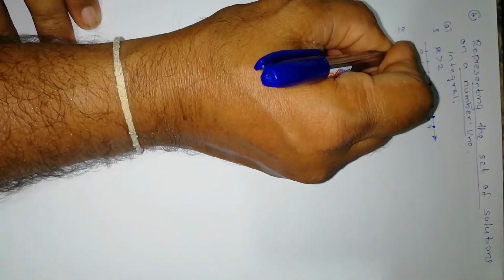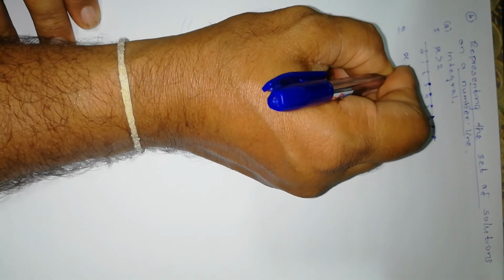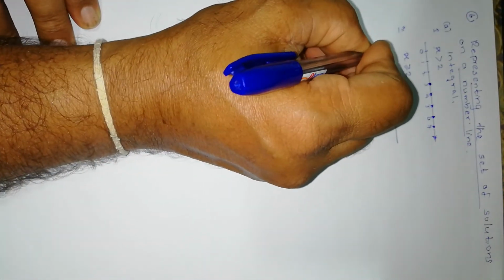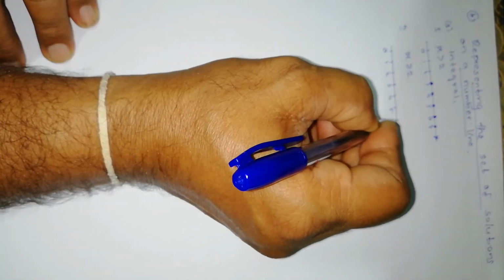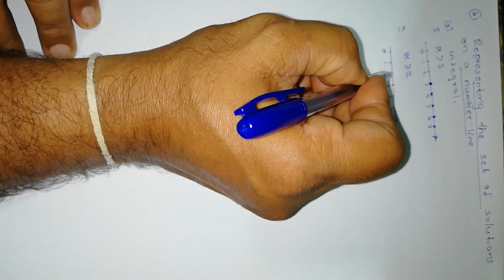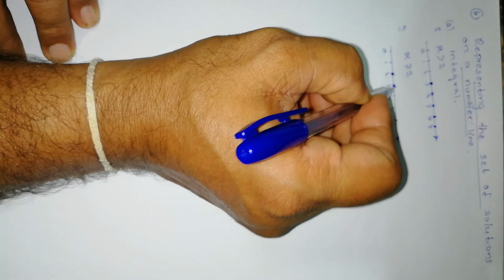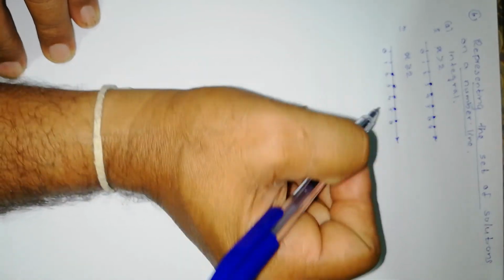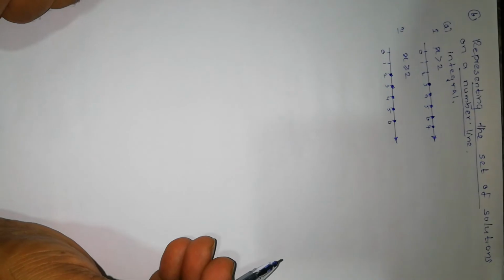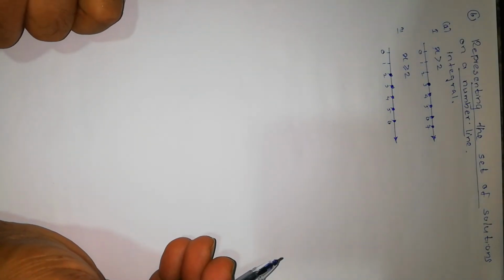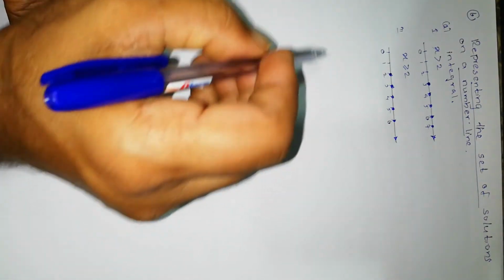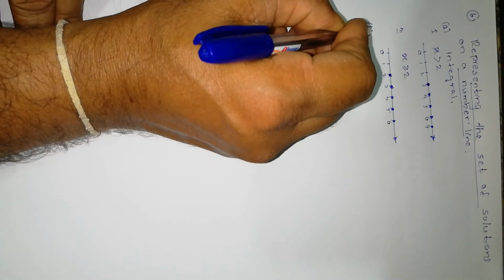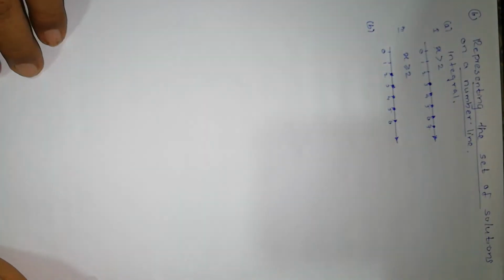Example number 2. X greater than or equal to 2: 2, 3, 4, 5, 6. Greater than 2, equal to 2 and greater. Then these are the integral solutions. If you are asked to represent the integral solutions on a number line, children, you have to color these points. Then next type of question, second part B. Write the question.